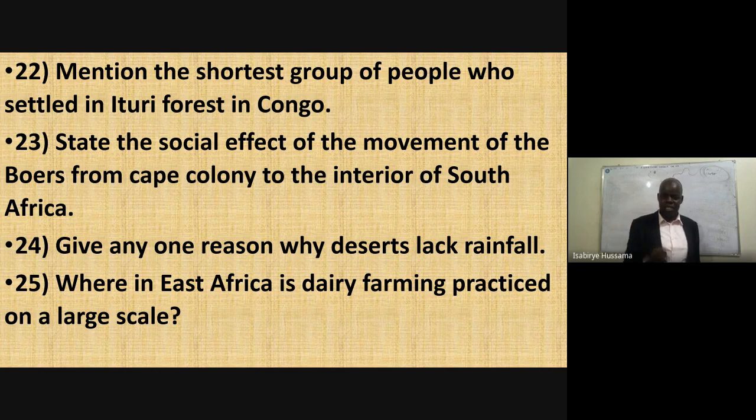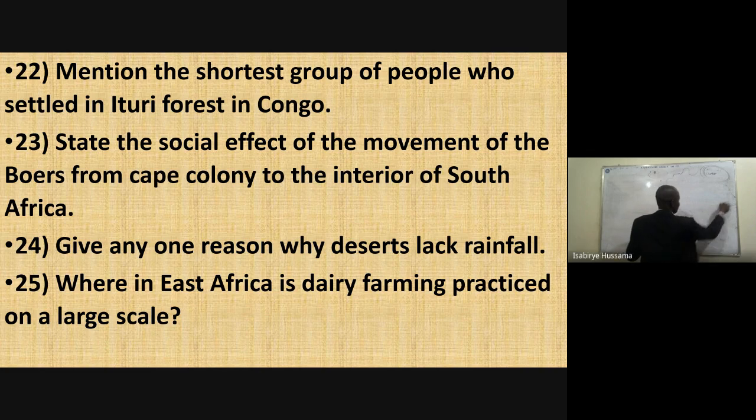Causes of deserts. Number one, dry winds. Even the child told us why deserts lack rainfall. He said they receive dry winds. So what causes desert? Number one, dry winds. Number two, cold ocean currents.